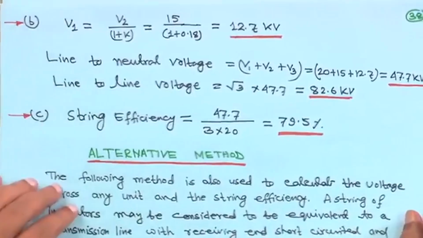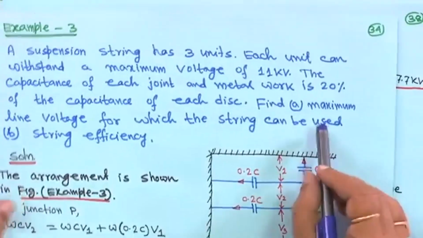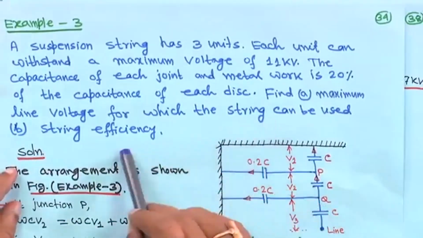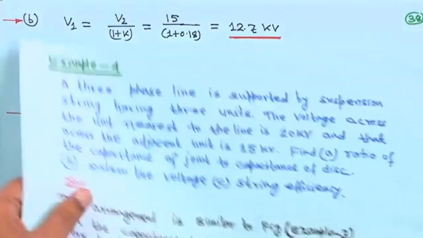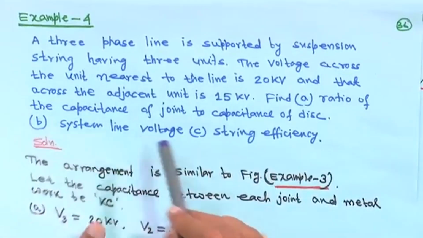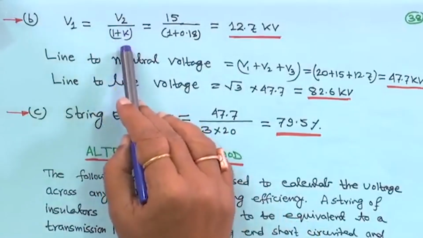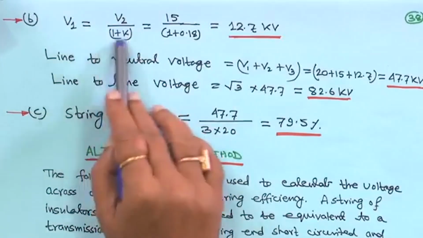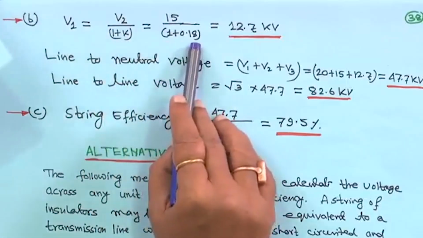Now, for B, it is given that, where is that problem here? B, it is given that you have to find out, not this one, example 4, this one. B actually you have to find out the system line voltage. So, in this case V1 is equal to V2 upon k plus 1, because we have seen V2 is equal to 1 plus k into V1. So, it is 15 upon 1 plus 0.18, right.